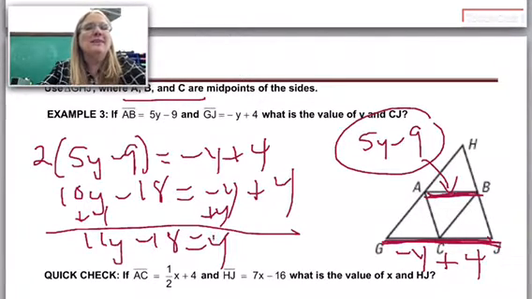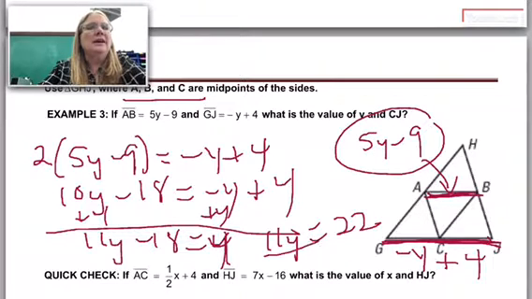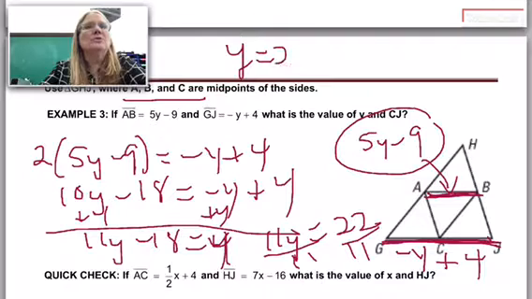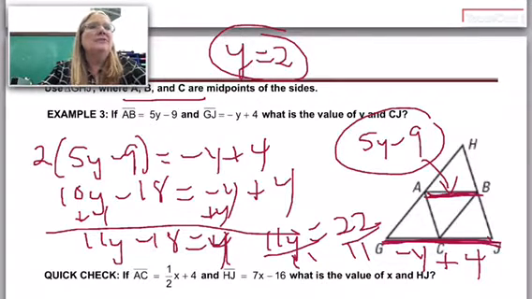I'm sorry for my writing. Then if we add 4 to both sides, we get 11y is equal to 22, and we divide by 11, and we get y is equal to 2. Okay, now they ask us for y, they also ask us for CJ.